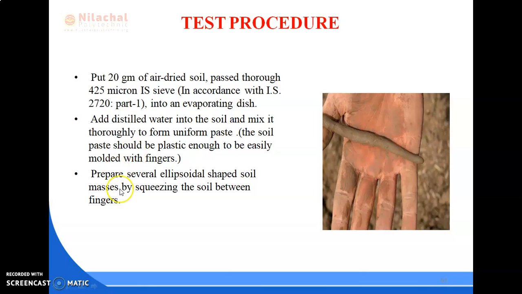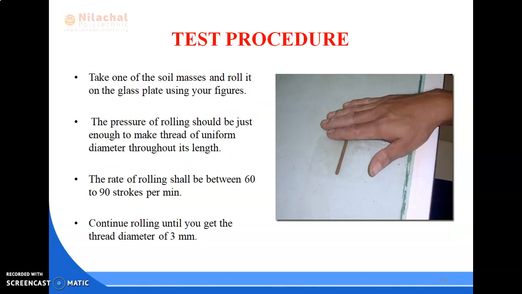Then we have to prepare several ellipsoidal shaped soil masses by squeezing the soil between fingers, and each ball which we prepare is nearly 8 gram of this plastic soil mass. Take one of the soil masses or soil ball and roll it on the glass plate using your fingers like this, as shown in this figure.